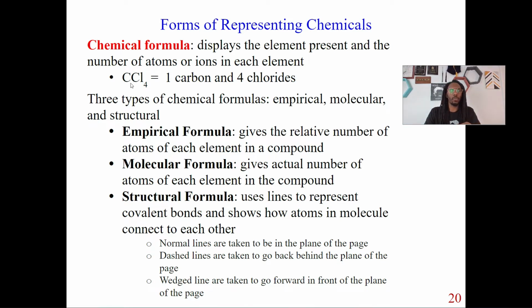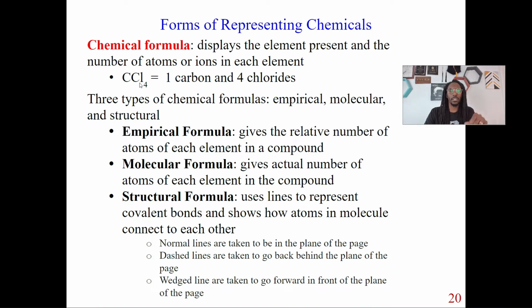Okay, so if we look here at CCl4, first thing, let's break this down. C, if you forgot or didn't know, is carbon, and Cl is chlorine. So we have two types of elements here. Now this chemical formula breaks it down to where it's telling me not only the types of elements we have, but also how many.